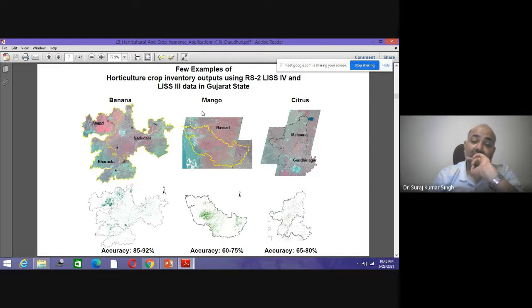Then we'll be comparing that with mango, and you will see the accuracy is on the poorer side, that is 60 to 75%, because many times it gets intermixed with various plantations, since adjacent to a mango tree you may have a neem tree or some other plantation around. So many times you may get confused because its tonal signature is the same as the other plantations grown near the villages. But still you have got 60 to 70% accuracy in the classified image. And finally the citrus, where the accuracy is near about 65 to 80%.